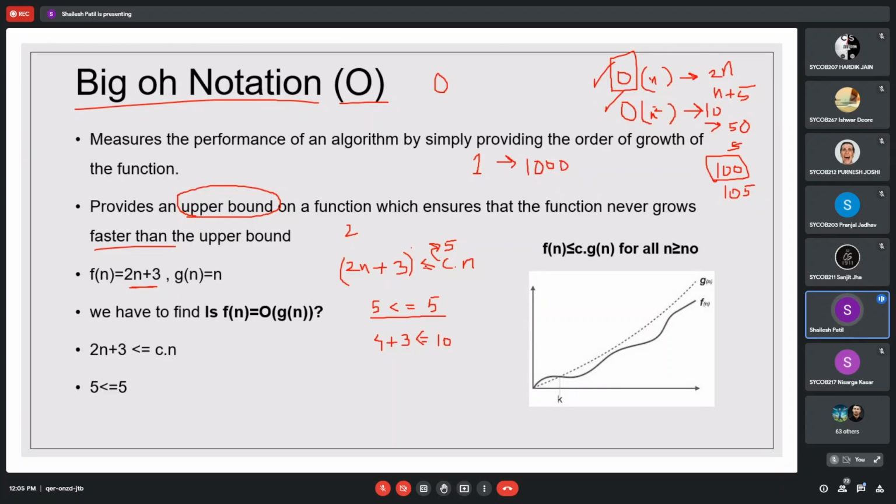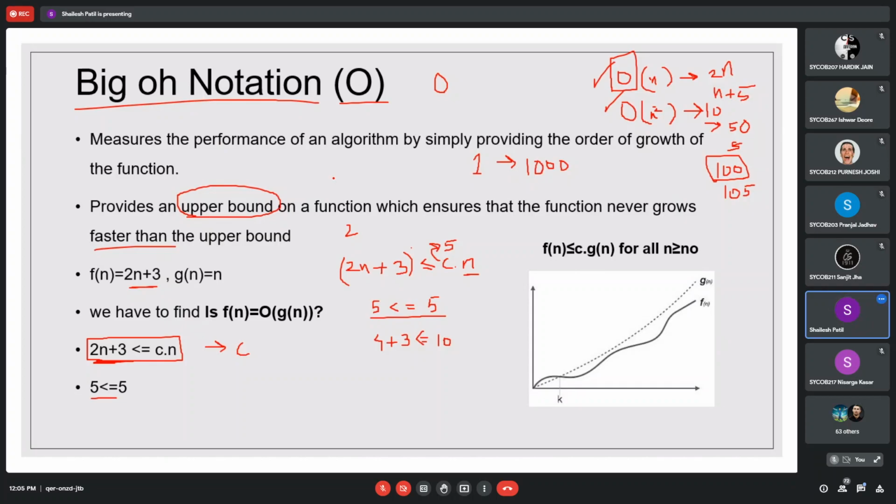So for any value of n, we can say that 2n + 3 is less than or equal to c of n for any value of n. Considering c as a constant, we can say its value is 5. In that case, for any value of n, f of n is always bounded. This is the big O notation.